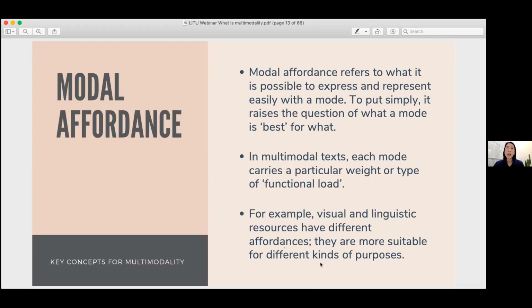If you look at, I don't know, advertisements on the street, on billboards, right? Visual resources are going to be quite big because they are suitable for those kinds of purposes. On the other hand, text might not be that preferred, just because people are driving by quickly, they might not see the text clearly, things like that. So the affordances of each mode are different for each context.